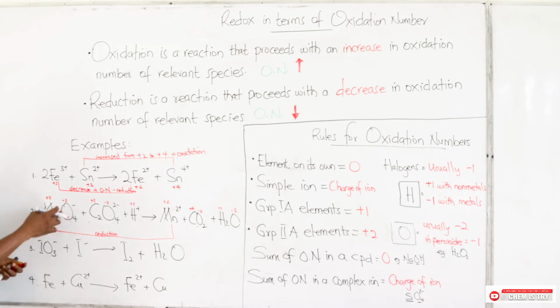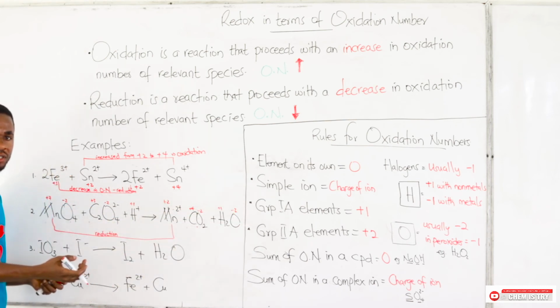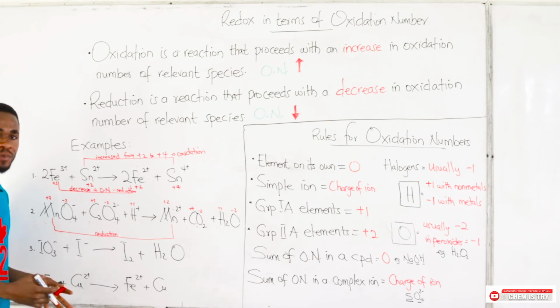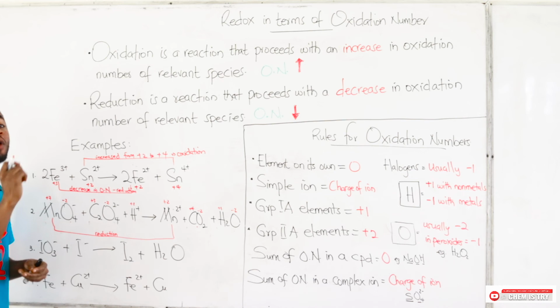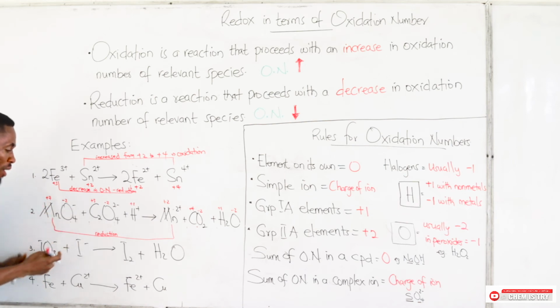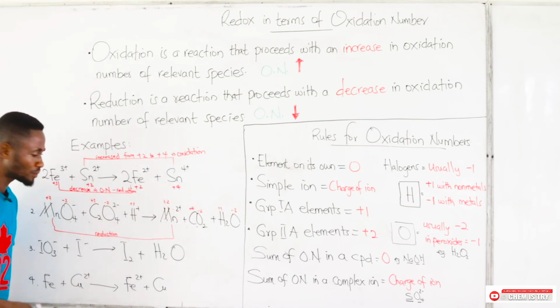For the oxygen, it's negative 2 here, negative 2 over there, and negative 2 over there. So oxygen is not experiencing any changes in oxidation number. So from our definition, oxygen is not our relevant species. That is why its oxidation number is not changing. So we leave that one. So manganese over here is being reduced from positive 7 to positive 2.